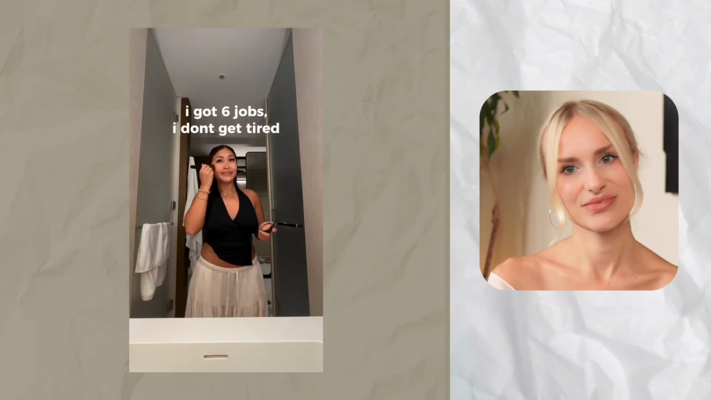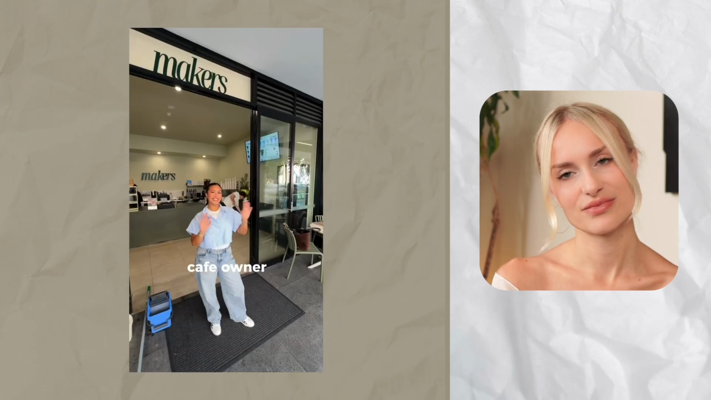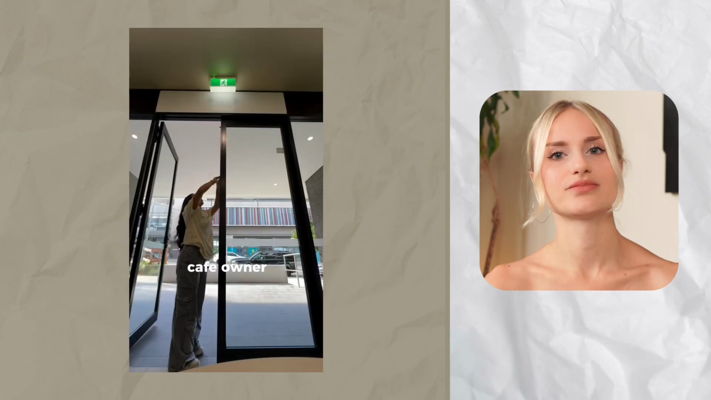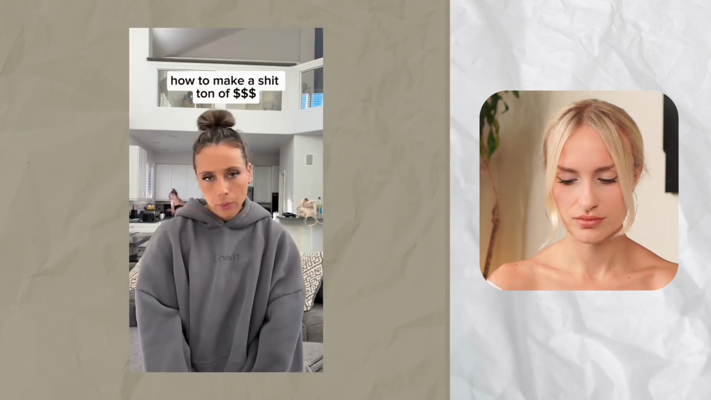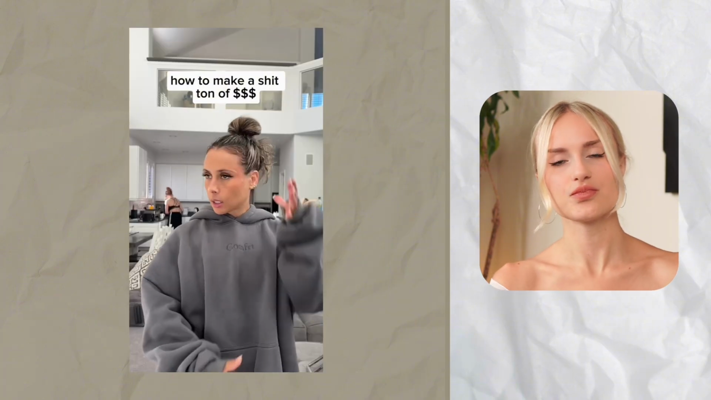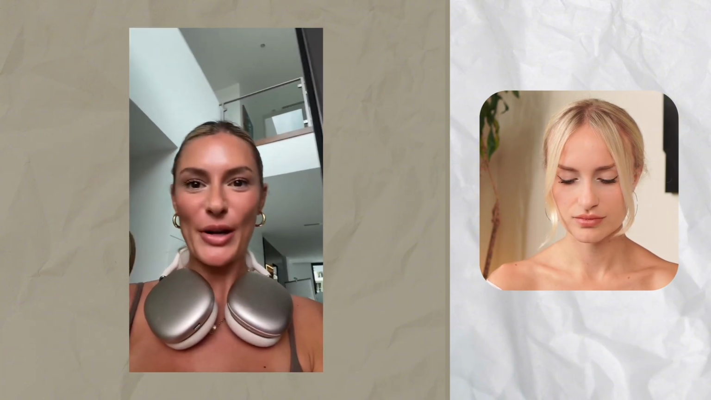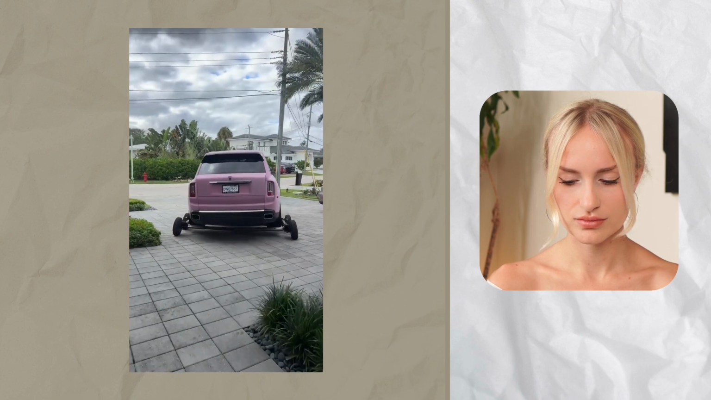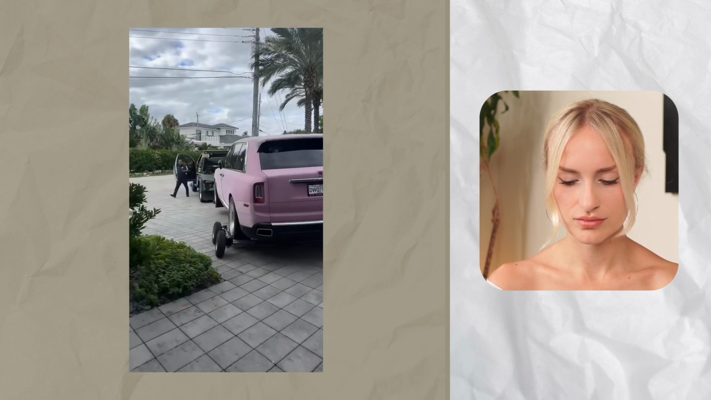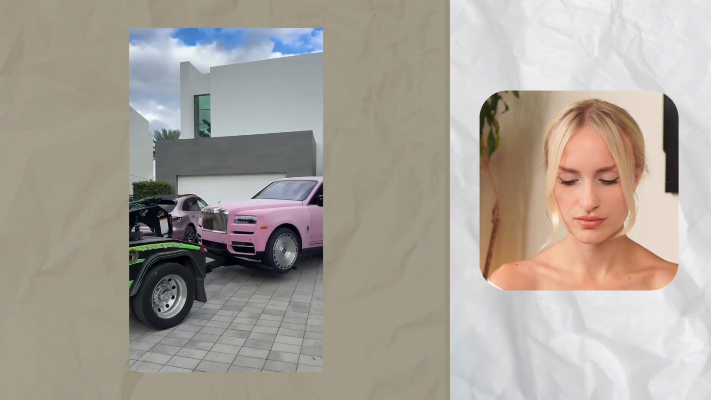I got 6 jobs, I don't get tired. I don't get tired. You want to make more money, solve rich people problems. Right now you're selling broke people problems. That's why you guys are getting a bunch of brokies. I just bought a Rolls Royce and I just lost my car keys. So now they're towing away. Suicide if you ever try to.